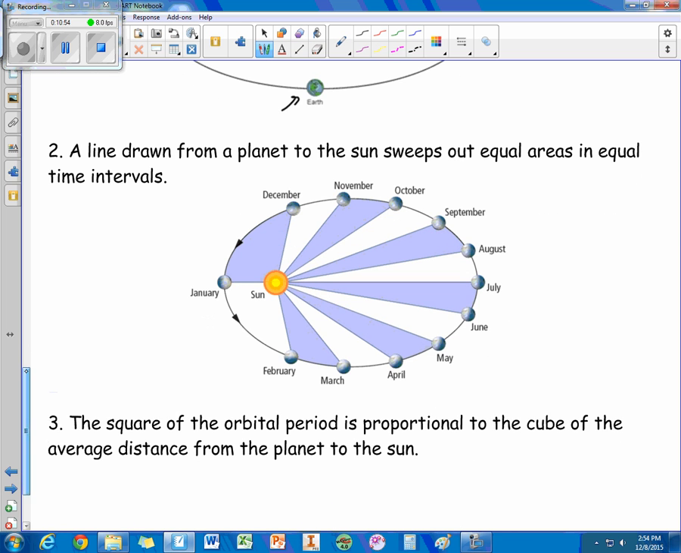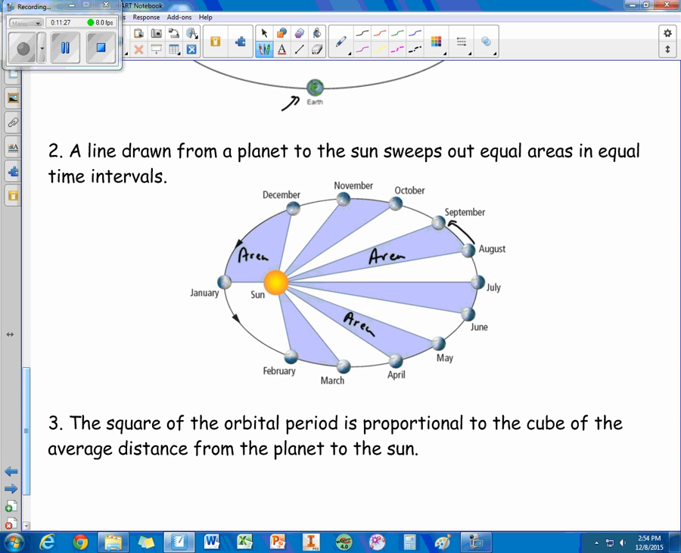Kepler's second law says that if you draw a line from a planet to the sun, it sweeps out equal areas in equal time intervals. So, in other words, this area represents 1 month, going from August to September. This area equals the same area here, so we've got the same time, December to January. And this area is the same as this area from April to May.